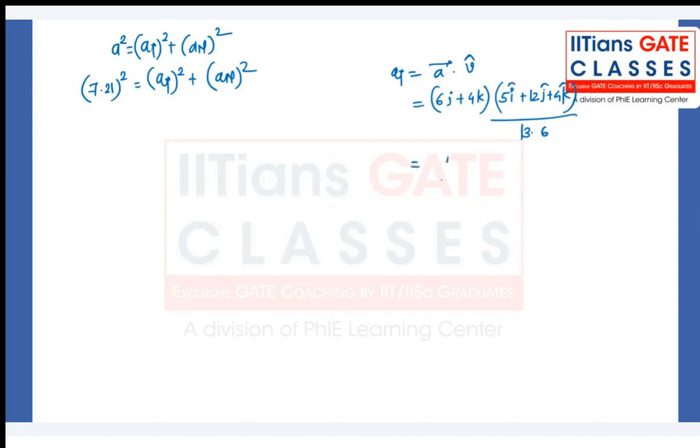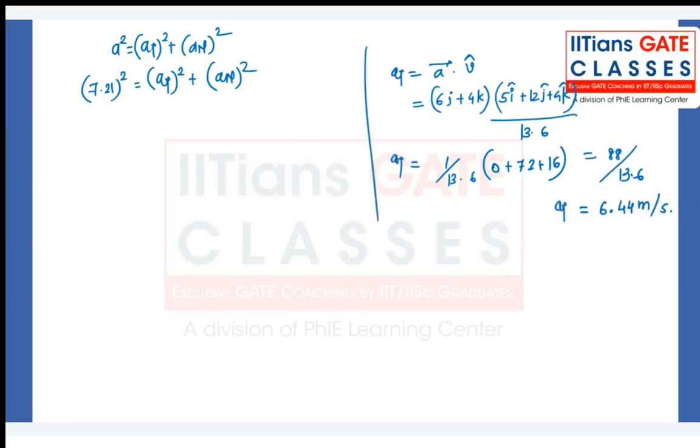So 1 upon 13.6 into 0 plus 72 plus 16, should be 88, divided by 13.6, and how much? Something like 6.4 maybe, meters per second square. Okay, take this one as at, 6.47. Now you got the at, and you know how to calculate an now. 7.21 whole square is equal to 6.47 whole square plus an square.